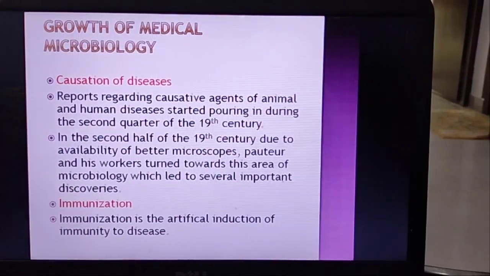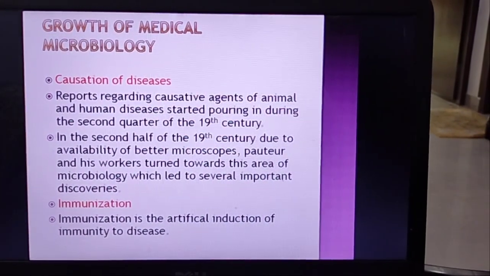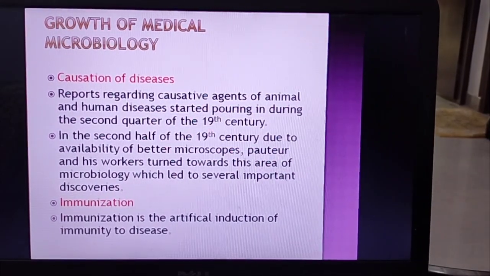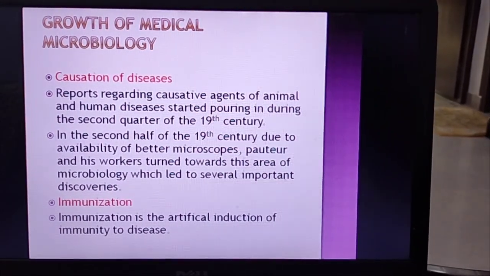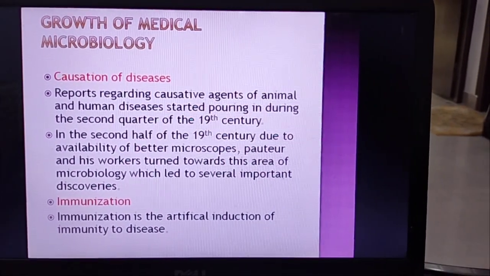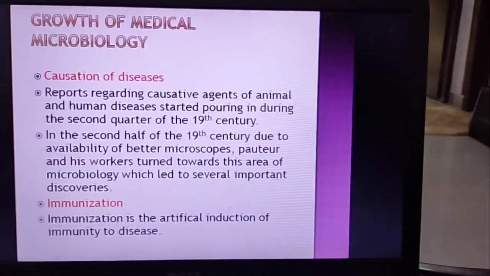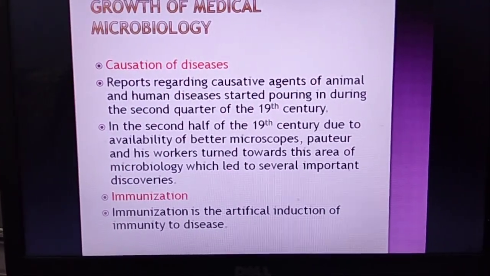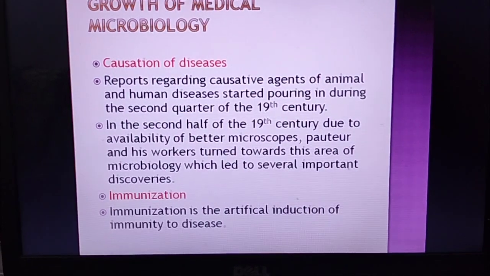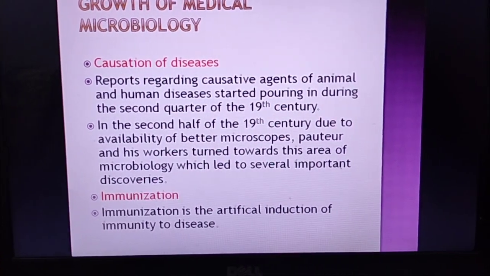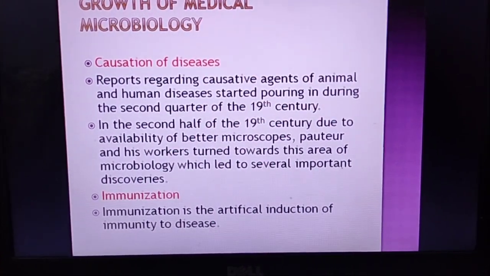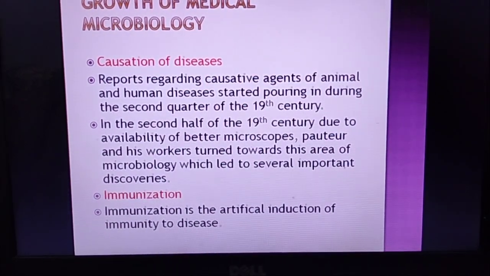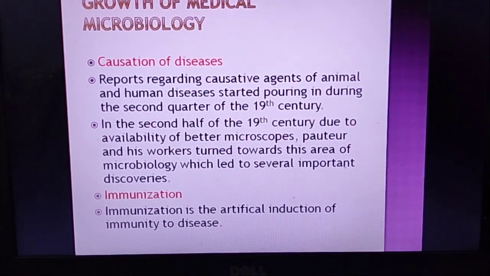Okay, now during this time there were also many explorations in the field of medical microbiology. So what were the main important contributions in the field of medical microbiology? Let us see. The first is the causation of diseases. So during this time, reports regarding causative agents of animal and human diseases started pouring in during the second quarter of the 19th century.